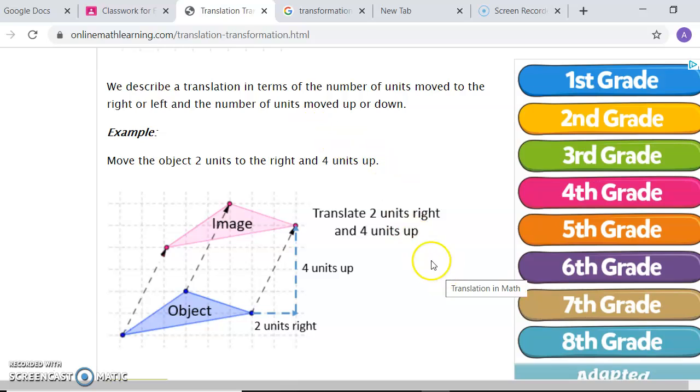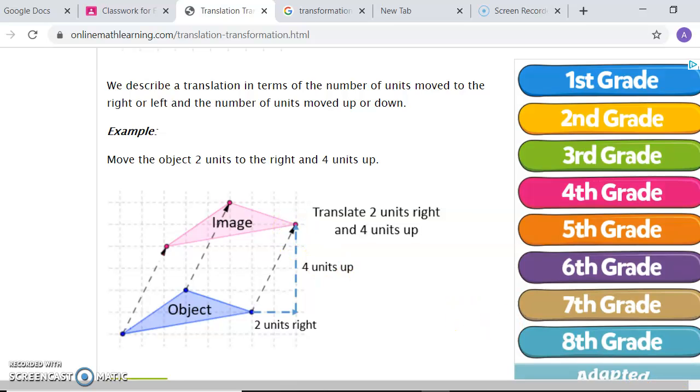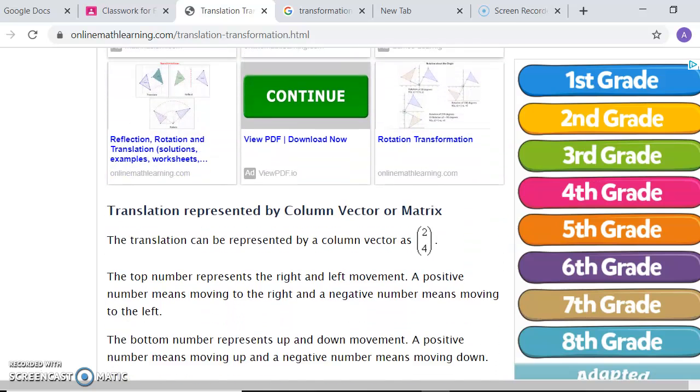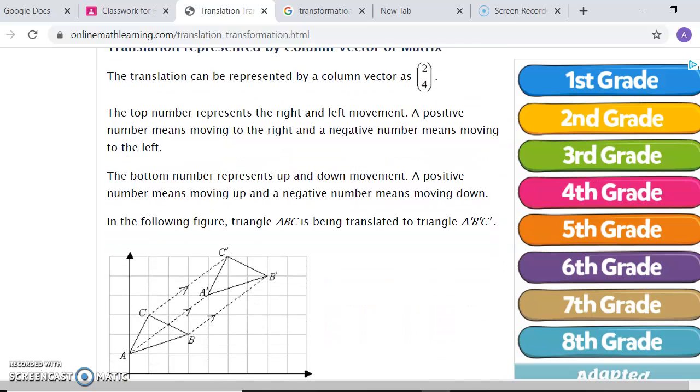So move the object 2 units to the right and 4 units up. This is how we do it. You take the object 2 units, 1, 2, and then move it up 4: 1, 2, 3, 4. And you should be able to do that with no problems. Okay?